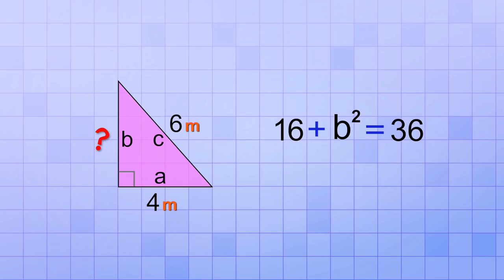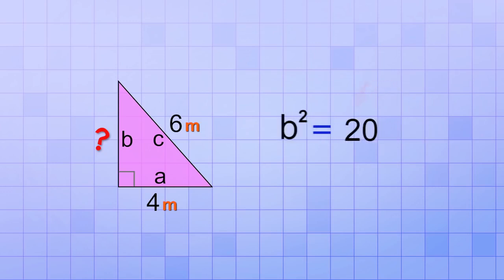Now we need to isolate the b squared, and we can do that by subtracting 16 from both sides of the equation. On this side, the plus 16 and the minus 16 leave us with just b squared. And on the other side, we have 36 minus 16, which is 20. We can now solve the simplified equation for b by taking the square root of both sides, which gives us b equals the square root of 20.